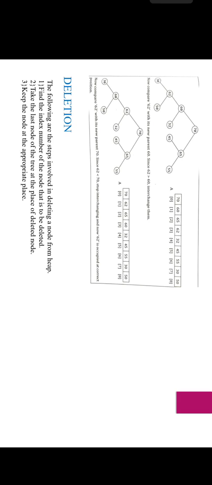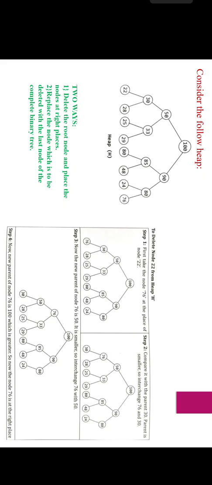And the second operation is deletion. The following are the steps involved in deleting a node from heap. First, find the index number of the node that is to be deleted. Second, take the last node of the tree and put it at the place of the deleted node. And third, keep the node at the appropriate place. Consider the following heap.